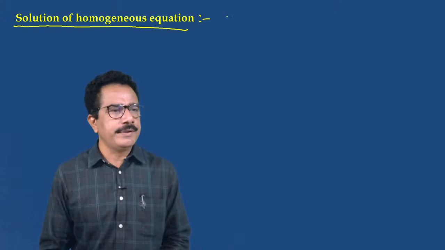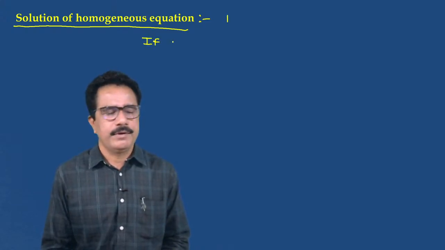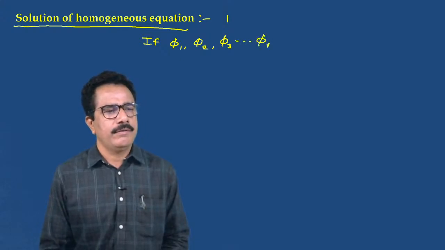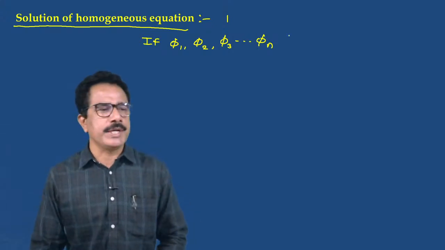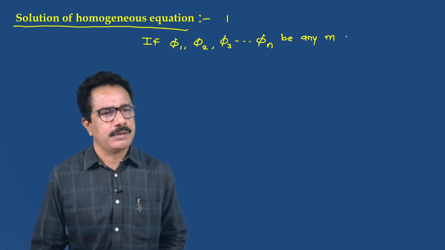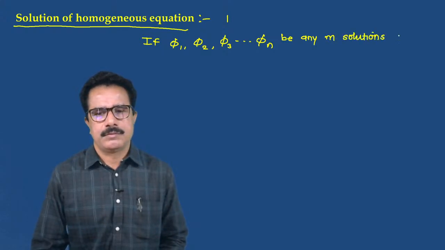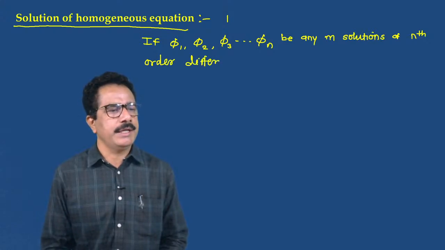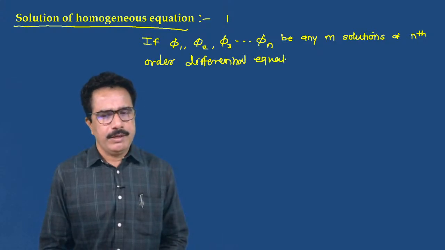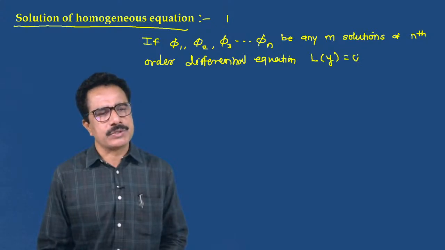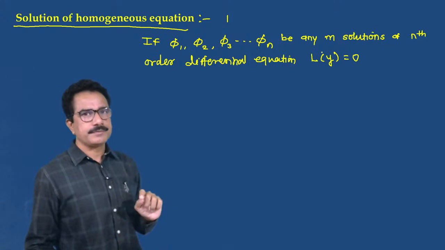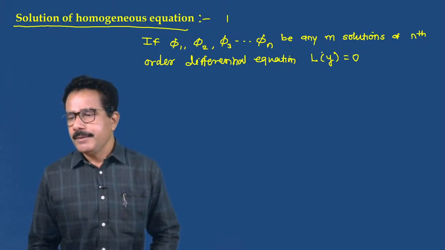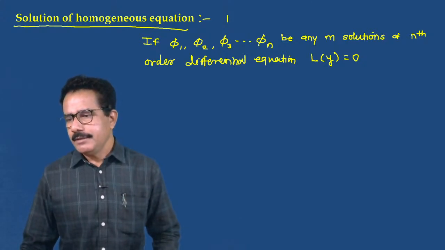See this. Suppose phi 1, phi 2, phi 3, dot dot dot phi n be any n solutions of the nth order differential equation L of y is equal to 0, because here we have considered the solution of the homogeneous differential equation.